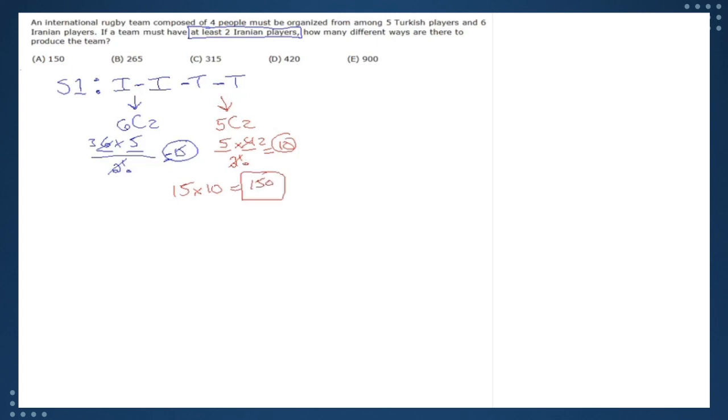Now, we're not done there. Notice 150 is an answer, but we still have 2 more scenarios to go because we didn't fulfill what they were asking, which is how many ways we could do this with at least 2 Iranians. So scenario 2 is going to be 3 Iranian players, 1 Turkish player. So that would be 6 choose 3, do 3 slots, 6 times 5 times 4, divide by 3 factorial, do the math out, and we get 20.